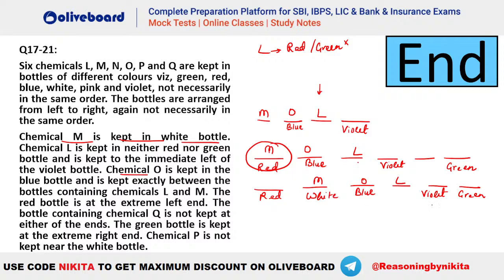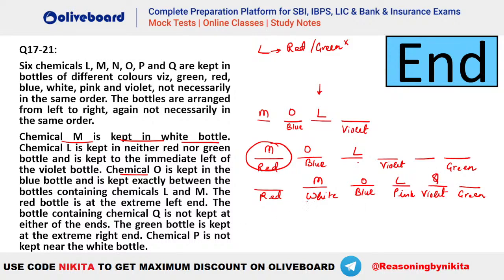Okay. Now which is the only thing that is remaining? Which is the only color remaining here? You can see that's your pink. So L will be in pink here. Okay. This is the arrangement that you will be getting. Okay. What else is remaining? Let's see. The bottle containing Q is not at the extreme end. So Q should not be extreme. So Q has to be this one.